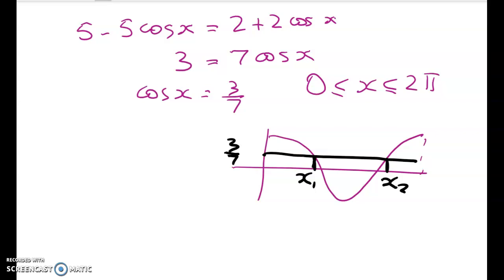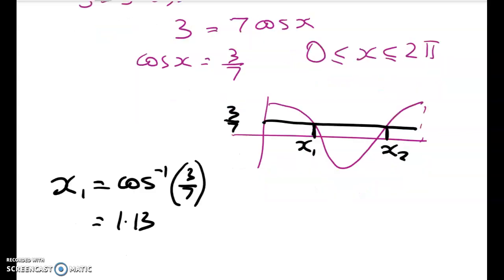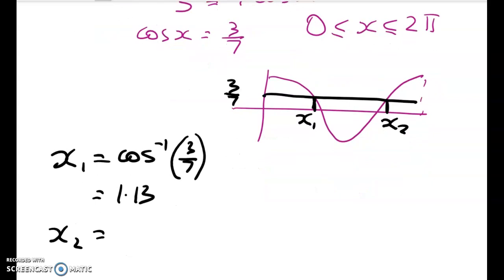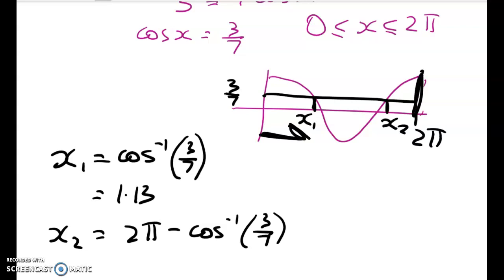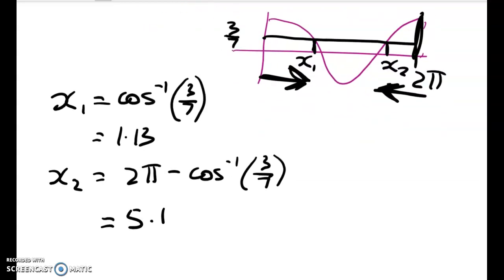Okay, we're going to start by saying that x1 is equal to the principal value, so the angle whose cosine is 3/7. That gives me 1.13. And using the symmetry of the graph, we get the second value, which is going to be 2 pi minus that angle. Right, so here's 2 pi here. So I'm going in that way, and then I'm coming back this way. That gives me a value of 5.16. Now I'm pretty sure that on the cover page of this you were told to go to 3 significant figures. So just be careful that you follow those instructions. Okay, so that's the trig question done, and that took 5 minutes.